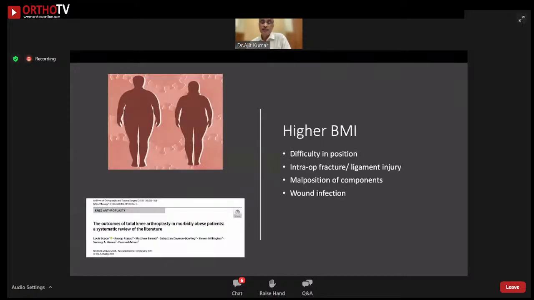Coming to the higher body mass index, all of us know that the rate of infection, wound infection, is higher here. More importantly, intraoperative complications like ligament injuries and particularly patellar tendon injuries have been described, and component malpositioning is quite often the case in such patients. So we have to be very, very judicious in our performance of total knee arthroplasty in such patients.